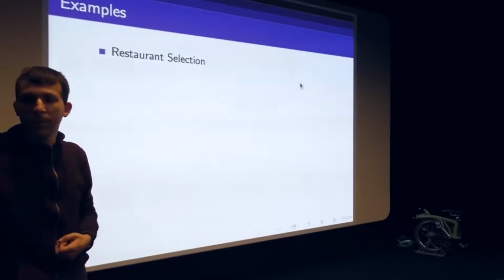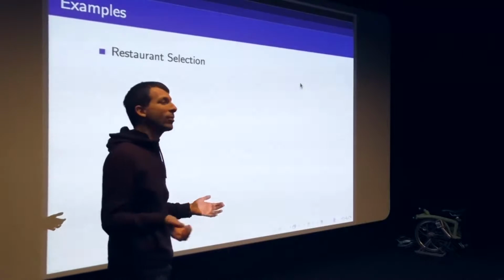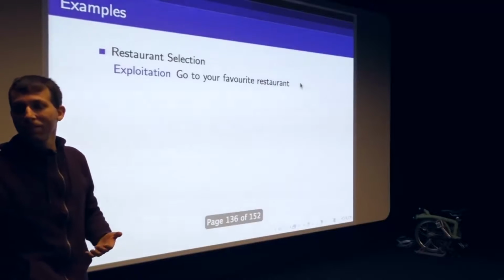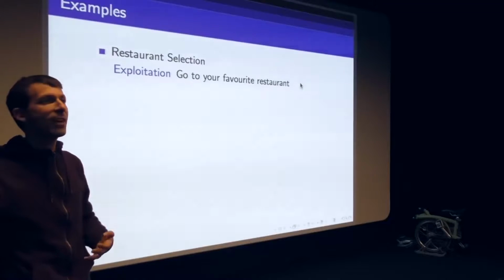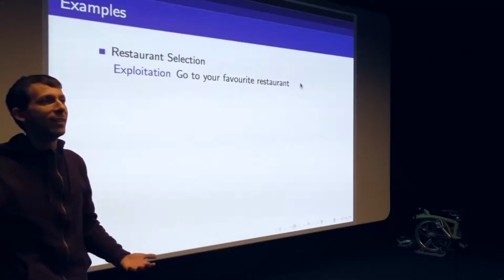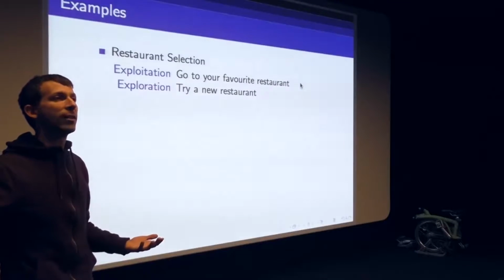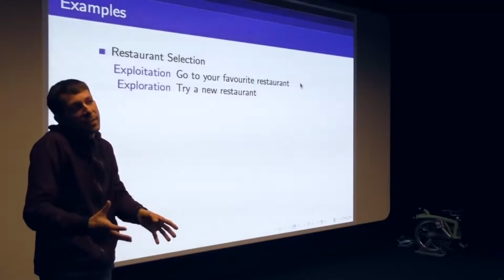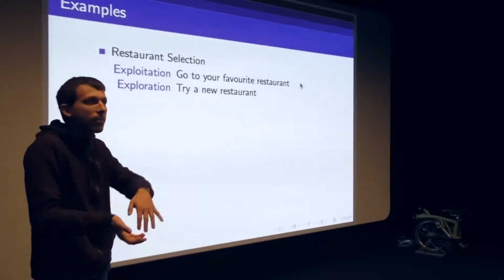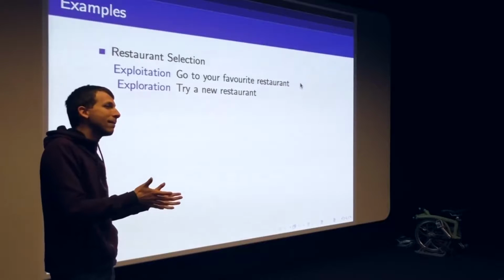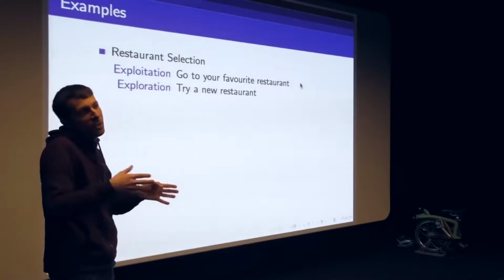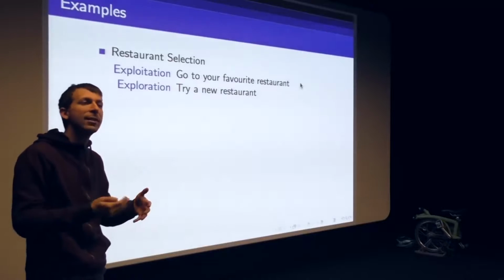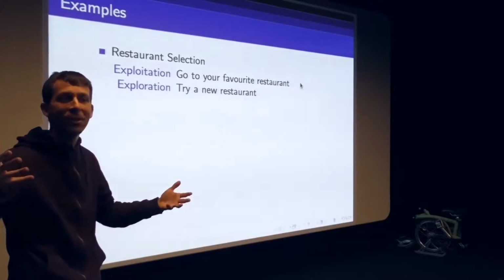So let's just have some examples. You all go to restaurants occasionally. So what happens if you're trying to pick the best restaurant? What does it mean there? Exploitation means you go to your favorite restaurant. Exploration would be trying a new restaurant. Now, how do you balance these? If you never explore and keep going to your favorite restaurant, you get stuck on something suboptimal. But if you explore all the time, you end up maybe eating food that you don't like, and maybe you should have gone to your favorite restaurant a little bit more often. So you have to balance these things out so that you end up finding the best restaurant and eating delicious food along the way.